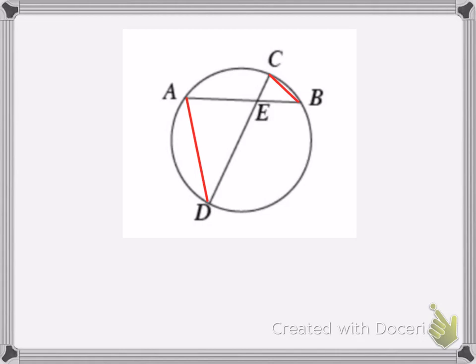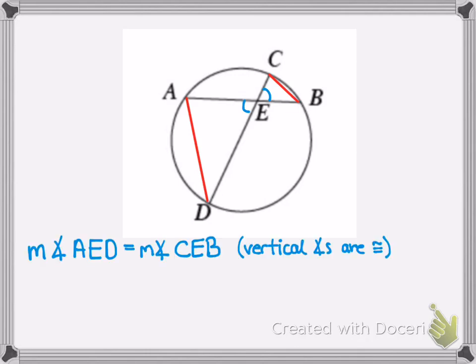Maybe you've noticed that there is a pair of vertical angles. Now this is interesting because vertical angles are always congruent or equal in measure. So we know that the measure of angle AED, this angle right here, and the measure of angle CEB, this angle right here, are equal because vertical angles are congruent or equal in measure. Do we know any other angles that would be equal?